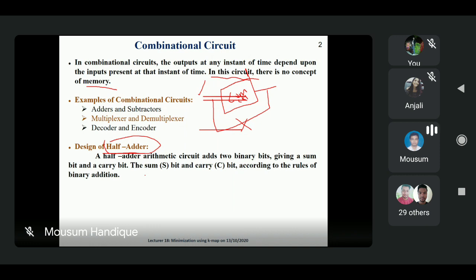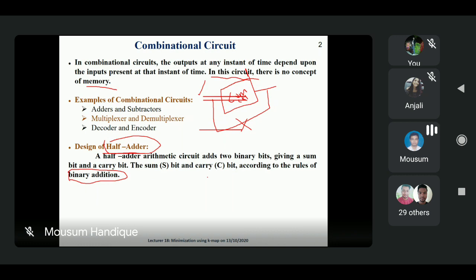And when we are designing this particular circuit, how many inputs are required and how many outputs are required? Obviously we are using 2 bits, which means 2 inputs and 2 outputs. One output is called the sum and the other is called the carry. And how do we generate the sum and carry bit? According to the rules of normal binary addition. In the previous classes we discussed binary addition and binary subtraction. Now you can apply that concept.